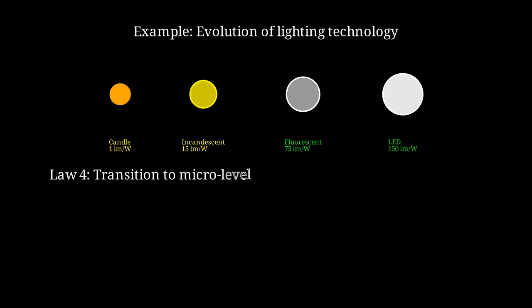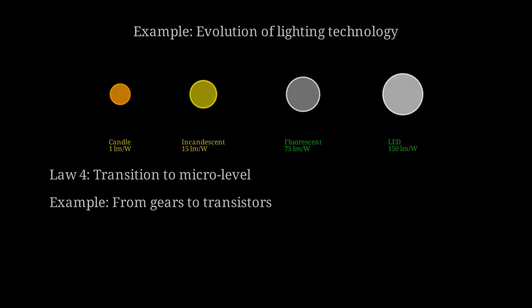Law 4 is transition to the micro level. Systems evolve from macro level to micro level solutions, from mechanical to thermal to chemical to electronic. Early computers used mechanical gears and relays, then vacuum tubes, then transistors, then integrated circuits with billions of transistors. The functions moved from macro to micro scale.